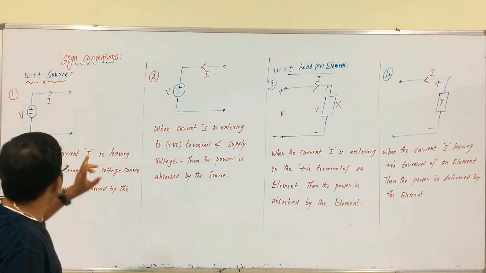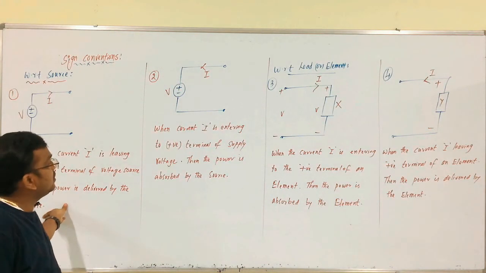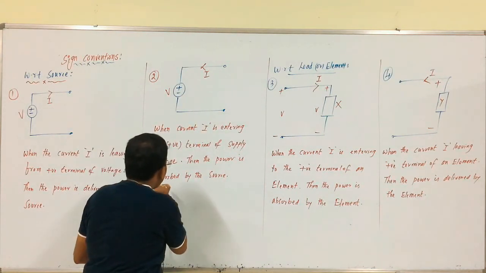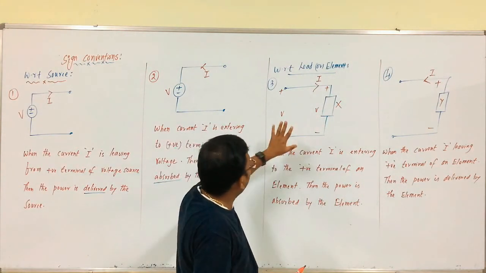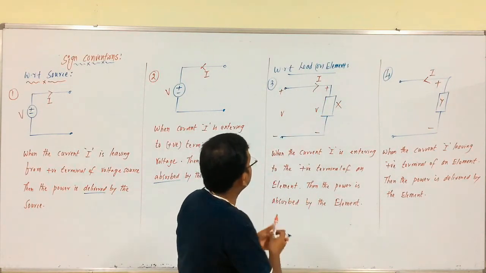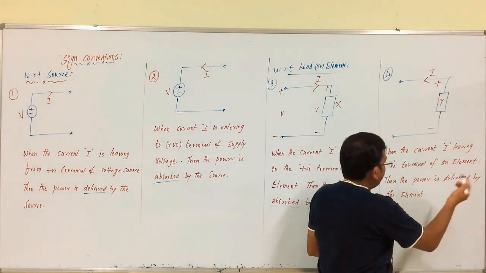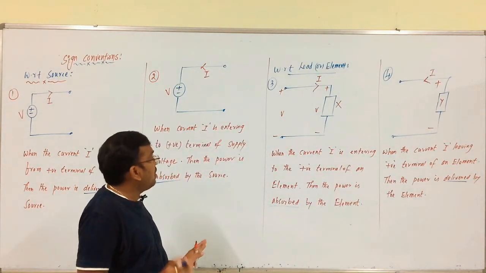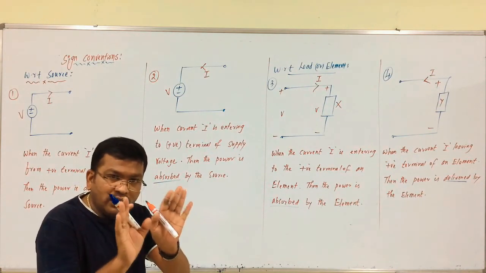Simple. With respect to source, when the current is leaving from the source, it could be called power delivered by the source, or if it is entering the positive terminal of the source, then the power is absorbed. Coming to this case, with respect to an element, when the current is entering the positive terminal of an element, then the power is absorbed by the element, or when it is leaving, the power is delivered by the element. So, no more confusion at all. These are all simple observations with respect to source or with respect to an element or load that you have to take.